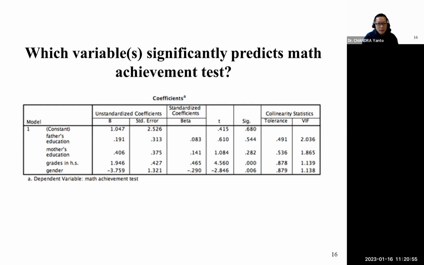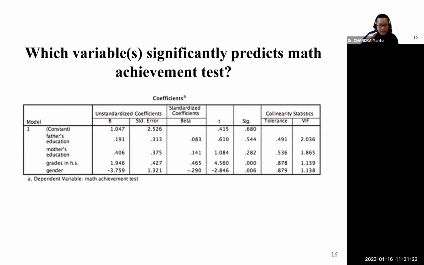So actually you can say that one is 0.544. So father's education is 0.54 is 50% something. So it means that it's not significant. It's more than 0.05, a lot more. Mother's education, 0.2 is also a lot more than 0.05 or 0.001. Remember, our threshold value is 0.05 or 0.01. So father's education and mother's education has nothing to do with the children's math achievement test.